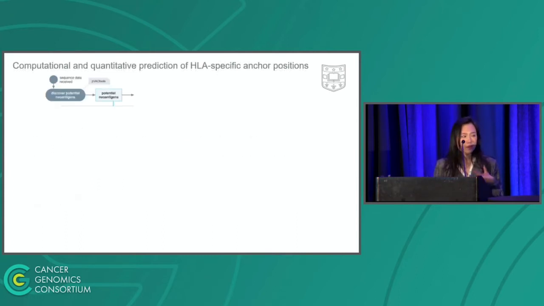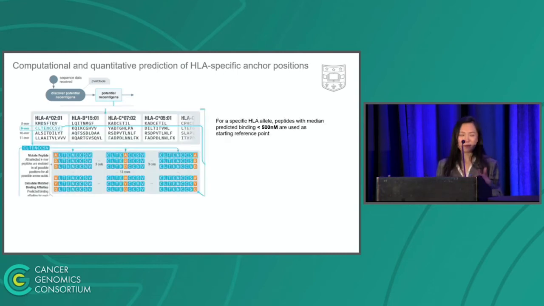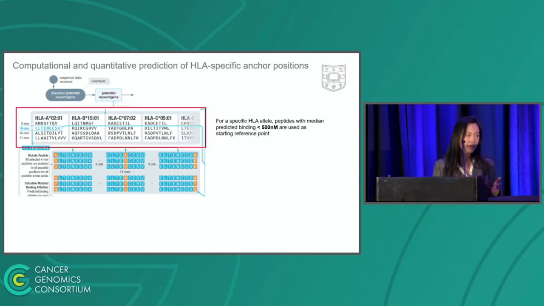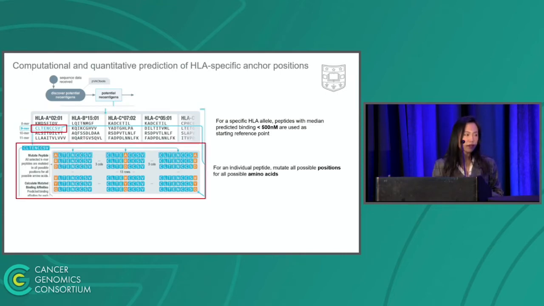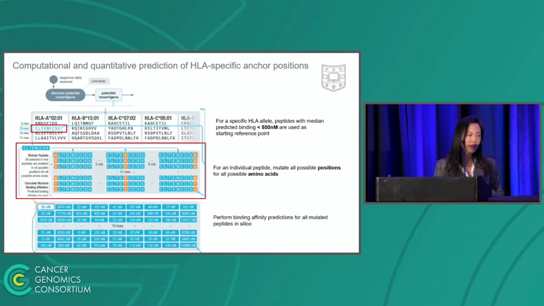So to walk through our pipeline in a hopefully simple format so no one's really confused about it. For each specific HLA allele, we gather the peptides with a median predicted binding affinity of less than 500 nanomolar, and those are used as our starting reference point. We split them down further by the specific peptide length. And then for just one individual peptide, we take that individual peptide and we mutate all the possible positions of the peptide for all possible amino acids. We then perform binding affinity predictions in silico for all of those mutated peptides.